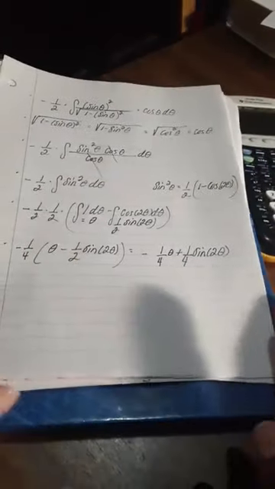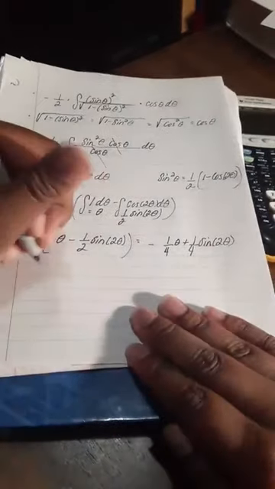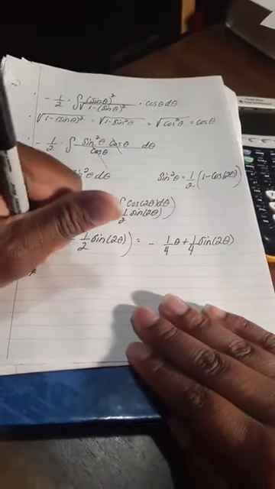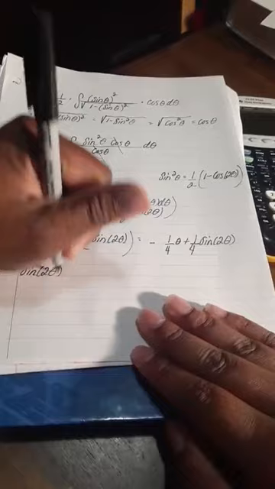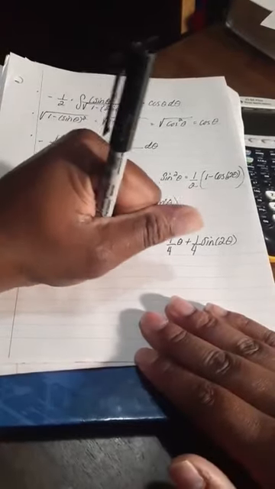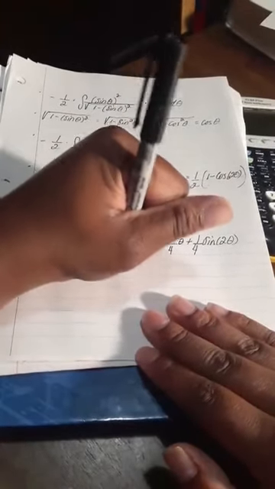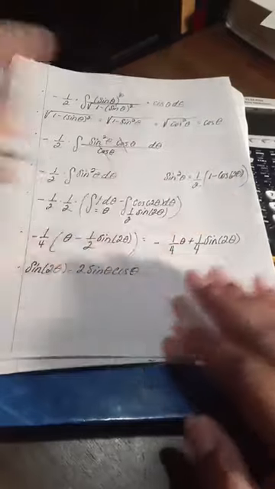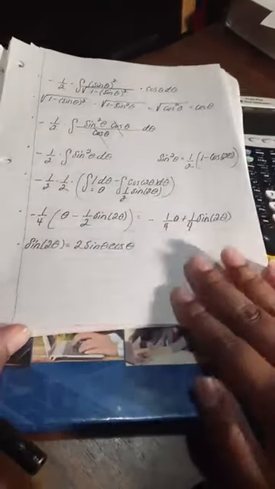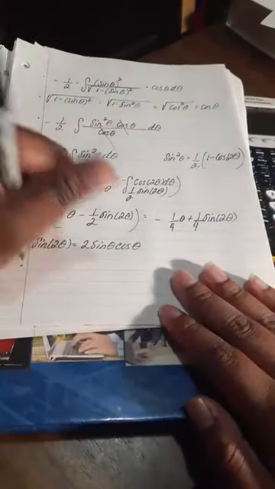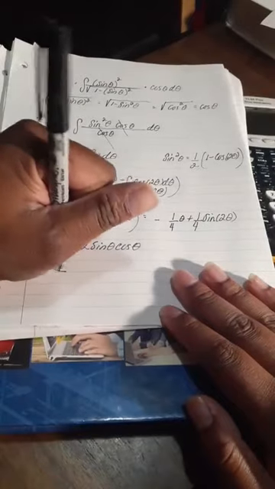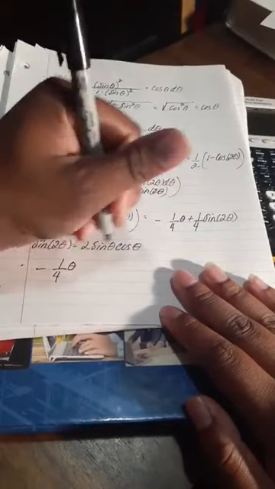Okay, I have to expand everything out. Now remember that sine of 2 theta is just 2 sine theta times cosine theta. So now we make some changes there. And so essentially we got now negative 1 over 4 theta plus 1 over 4 times 2 sine theta times cosine theta.